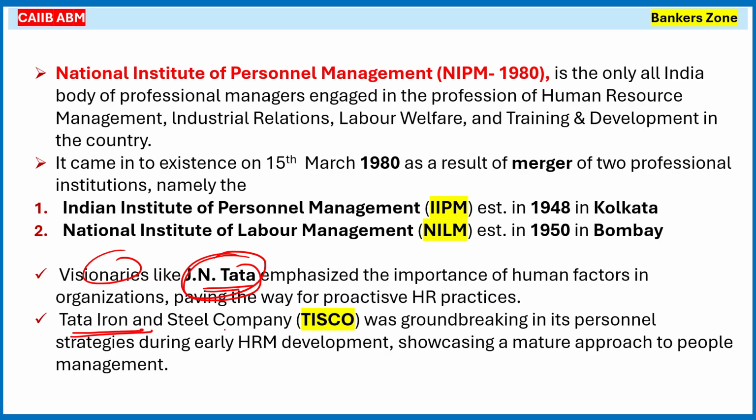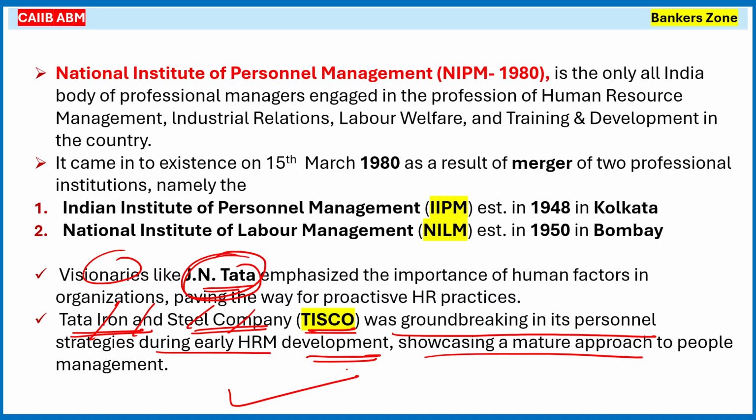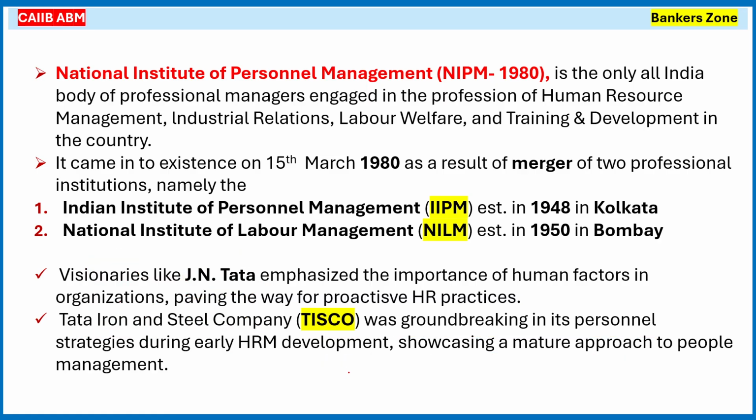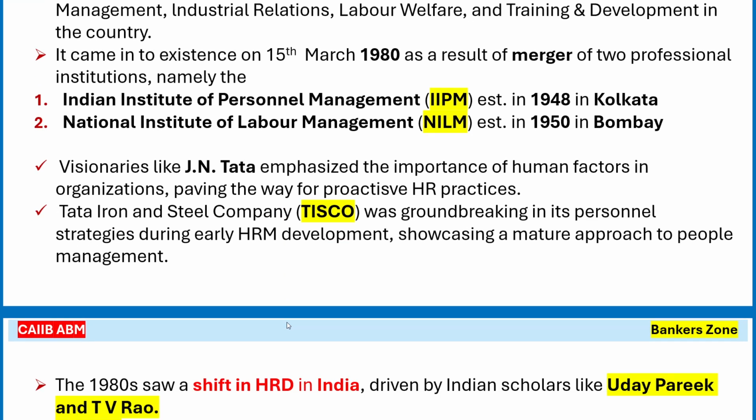So the Tata Iron and the Steel Company. In short, we can call it TISCO. TISCO stands for Tata Iron and Steel Company. It was groundbreaking in the personnel strategy during early HRM development, showcasing the mature approach to the people management. So we can say giving the good salary, giving the good working condition to the employee definitely started by the TISCO, the Tata Iron and Steel Company.